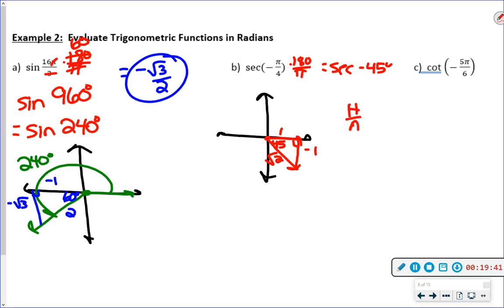So hypotenuse root 2, adjacent would be 1. Let's just put root 2 for a final answer. All right, do we need to do C, or is this, I didn't know how much you do with this in Algebra 2, so I didn't know how carried away to get with it.